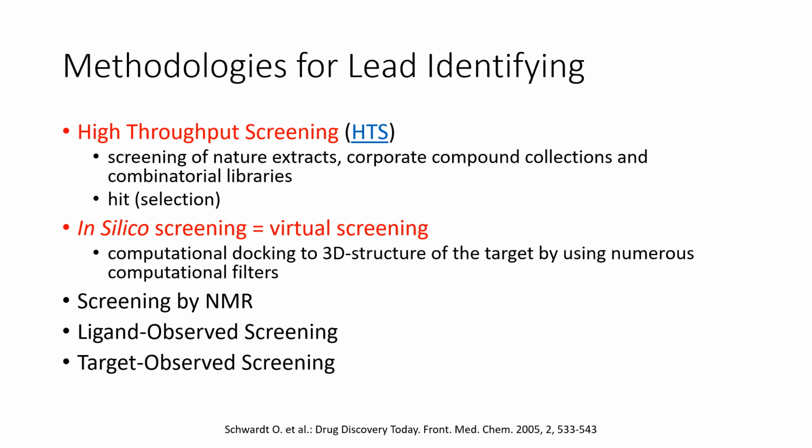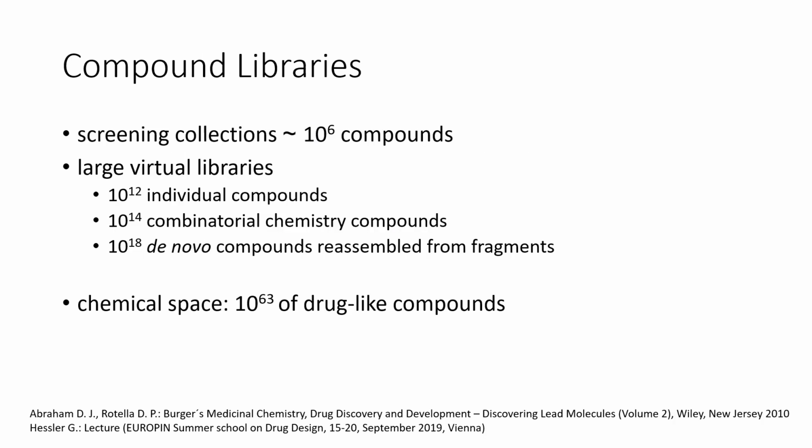Usually, computational docking to the 3D structure of the target is used, and some computational filters can also be employed. As far as the compound libraries are concerned, the screening collections of real compounds can have up to 10 to the 6 compounds, whereas the virtual libraries are really larger. They can have 10 to the 12, up to 10 to the 18 individual compounds.